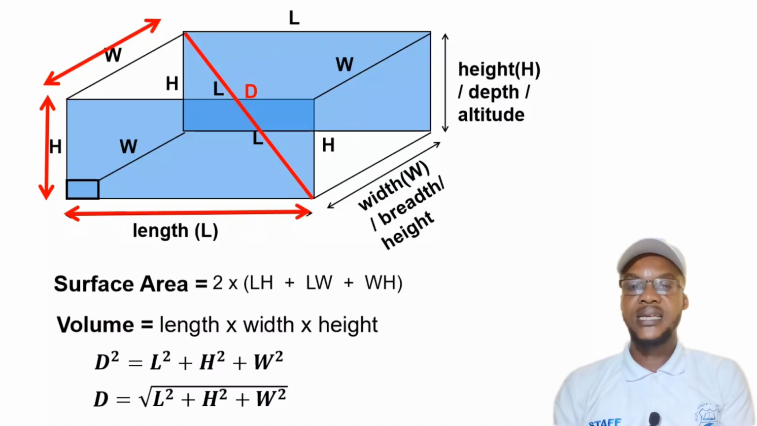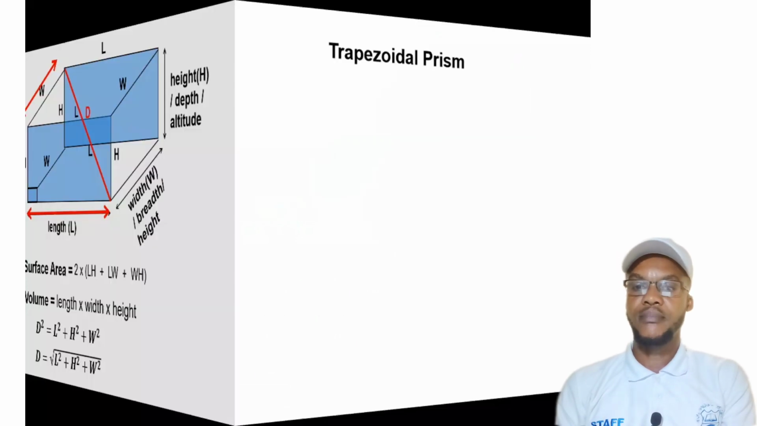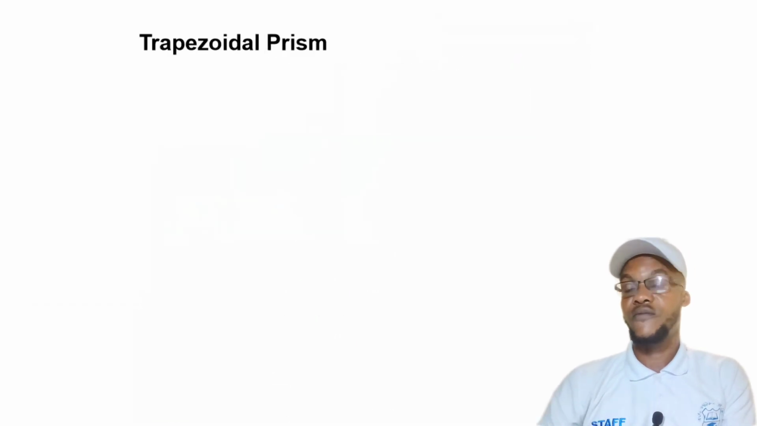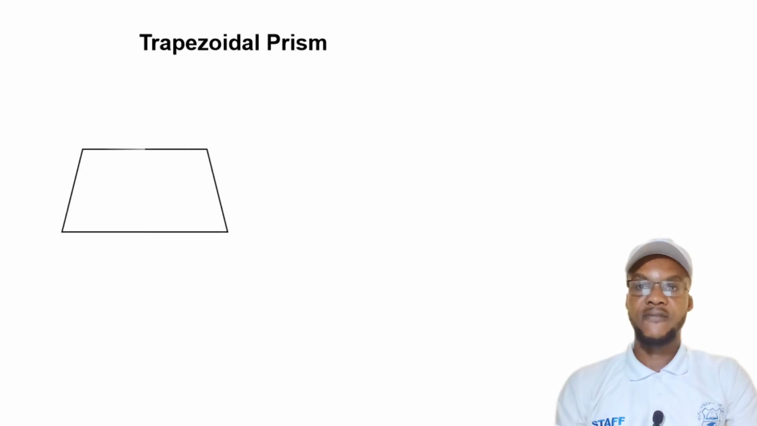If that's the case, then let's look at our next concept, which will be the trapezoidal prism. So in this case, since we've already gone through the total surface area, the height, and all that, we will not waste time. We just want to look at how we find the volume of a trapezoidal prism in case you get a question. Okay, so let's take our base face. So this is a trapezium. That is the shape.